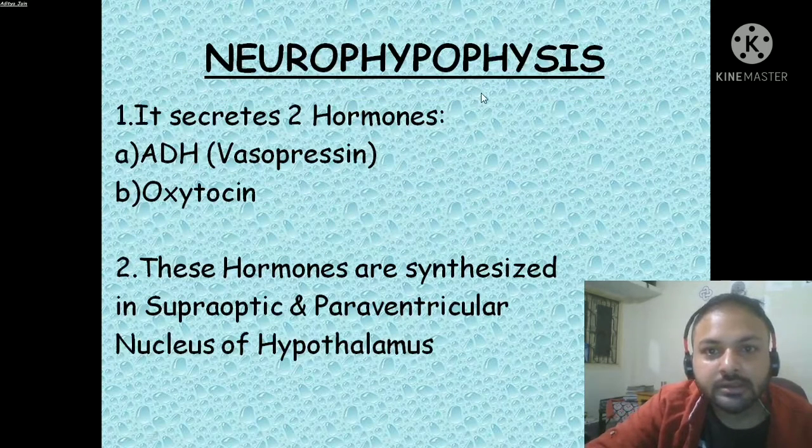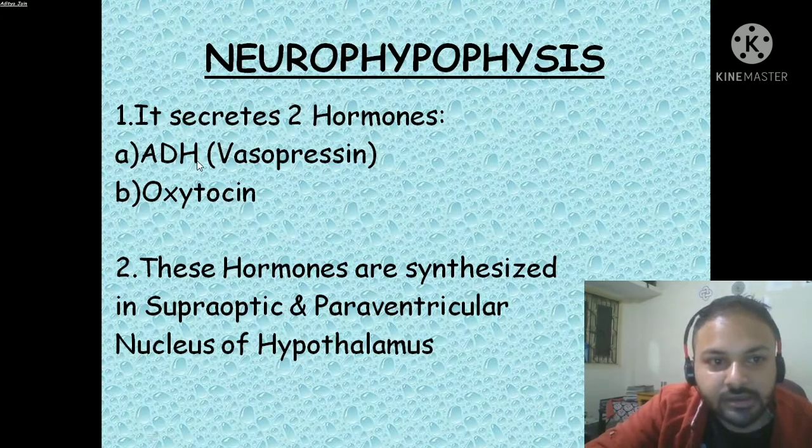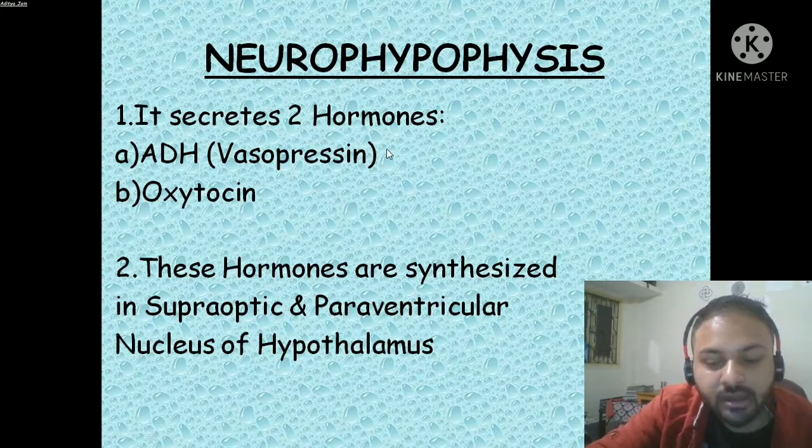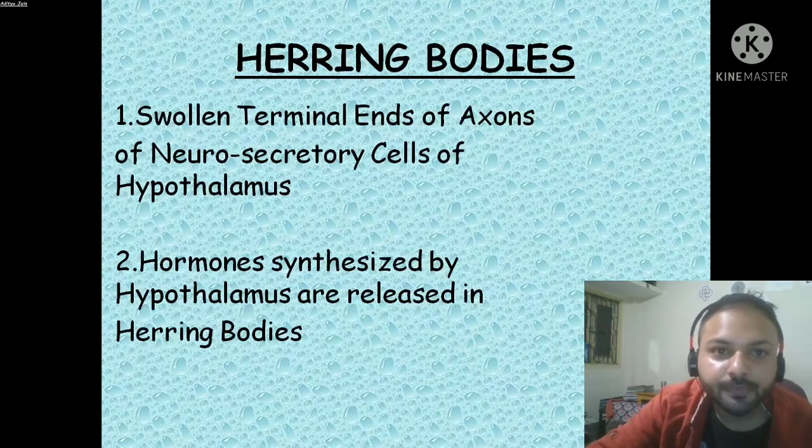Now neurohypophysis, which is the posterior pituitary. Posterior pituitary secretes two hormones, ADH and oxytocin. I have discussed these two hormones in my previous video on hypothalamus. These hormones are synthesized in the supraoptic and paraventricular nucleus of hypothalamus. So basically these two hormones are synthesized in hypothalamus, but they are secreted by posterior pituitary.